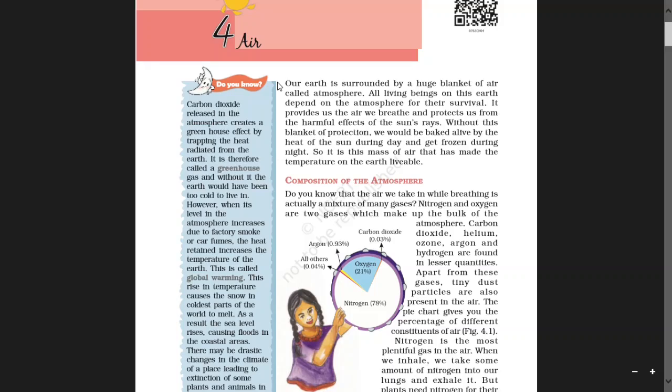Boys, air is the general name for the mixture of gases that makes up the Earth's atmosphere. This gas is primarily nitrogen 78% mixed with oxygen 21%, water vapor, argon, carbon dioxide, etc. So now let us see the chapter.